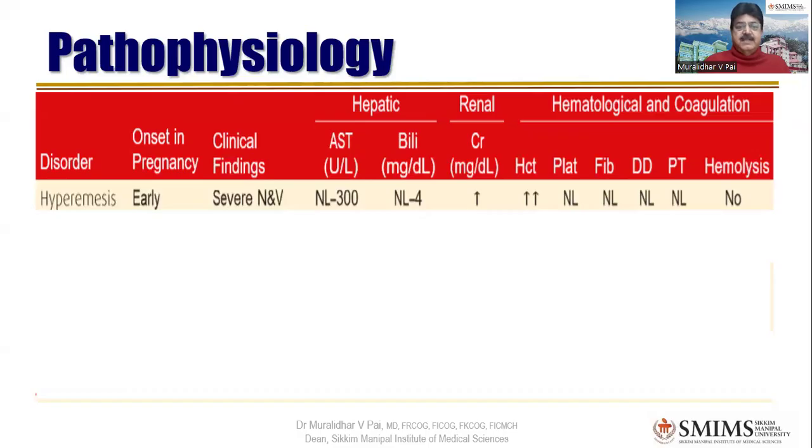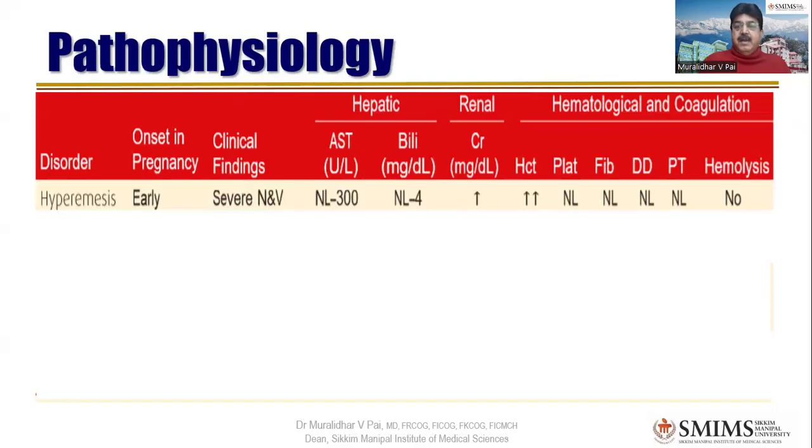So the clinical findings are severe, and it can be asymptomatic as well. Hepatic enzymes, as you can see, are normal or up to 300. It's not very high. Bilirubin again is normal or up to 4. Renal parameters are increased. That generally happens in hyperemesis due to hypotension as well as hemoconcentration. The patient has been vomiting and losing fluid and electrolytes.